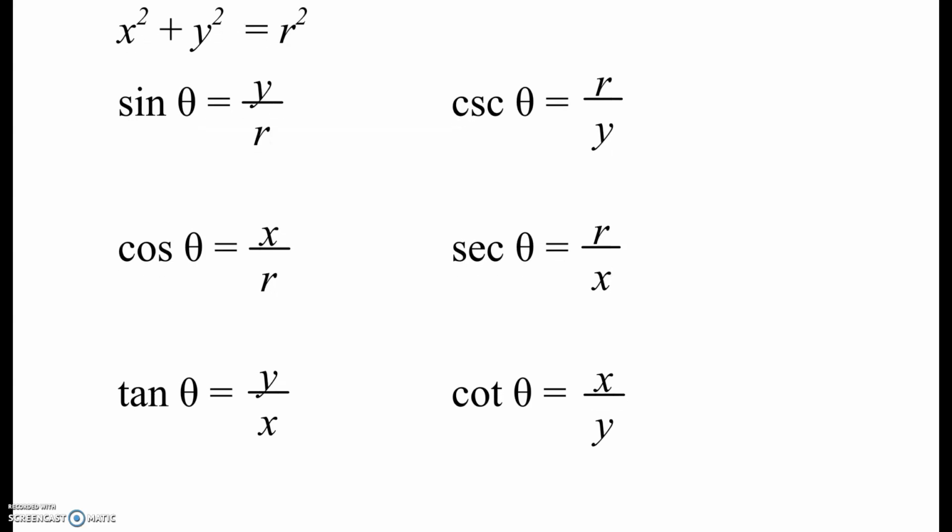For tangent, we're still going to take y divided by x. Cosecant, we're going to take r divided by y. Secant, r divided by x. And cotangent, x divided by y. And let's see how that works.